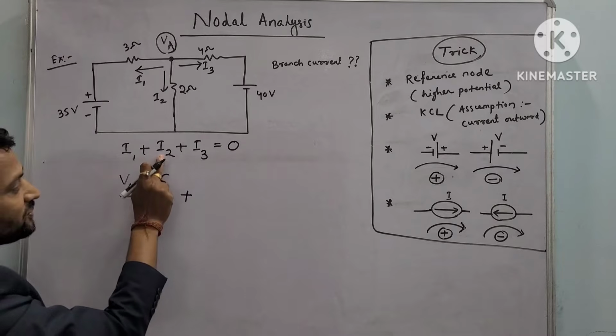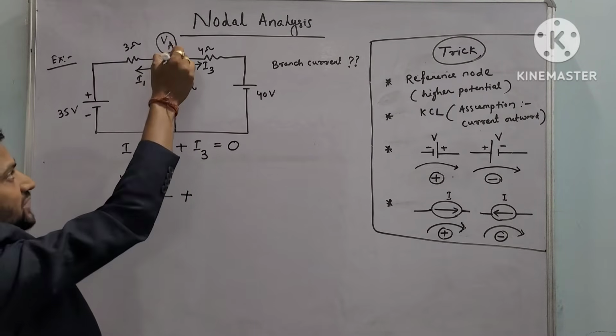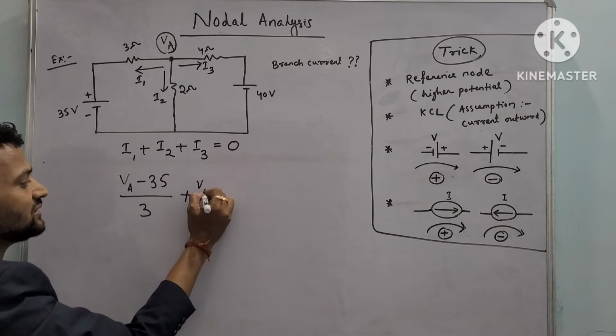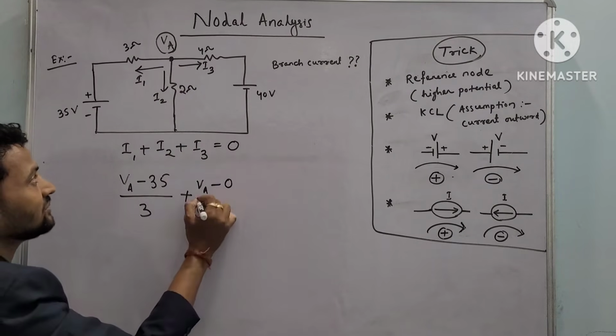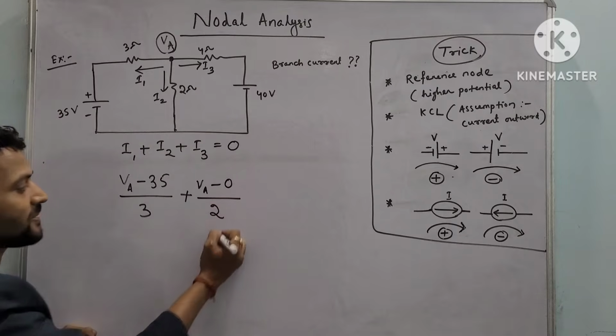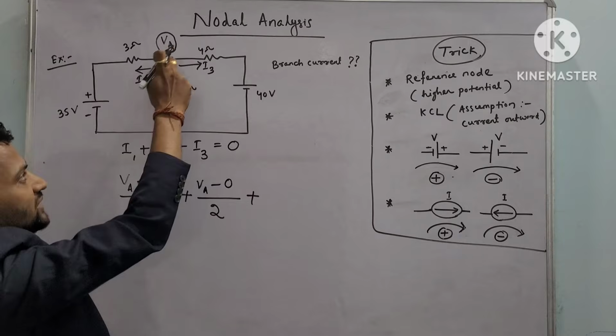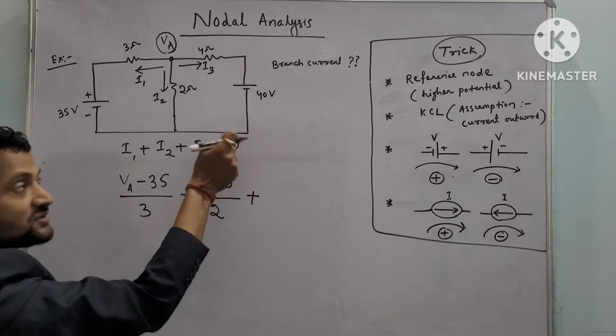Similarly, for I2, what can I write? VA, what is the branch current? Voltage upon resistance. What is the voltage? VA, and this one is 0, divided by 2 ohm. Plus, what about I3? VA, what is the change in potential in this branch?